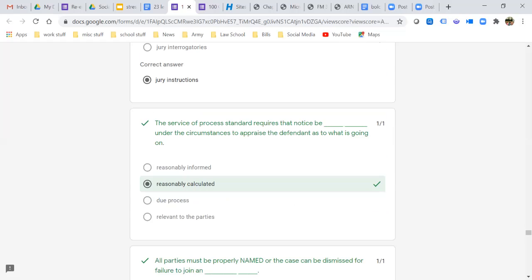All right, service of process. The service of process standard requires that notice be reasonably calculated under the circumstances to apprise the defendant as to what is going on. Again, this is consistent with the due process clause.